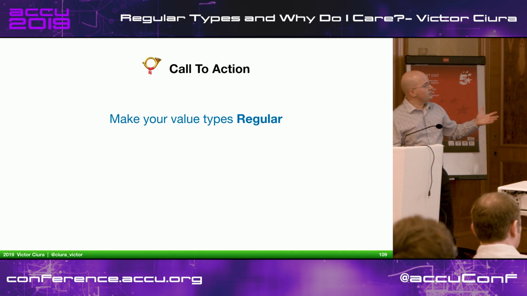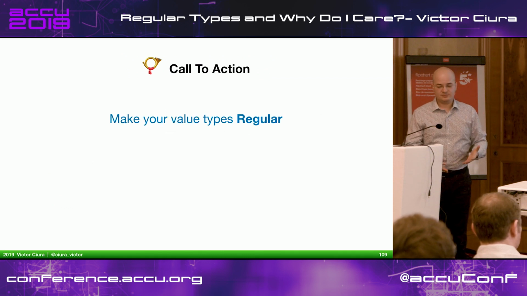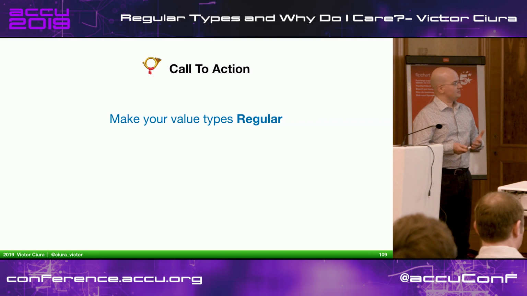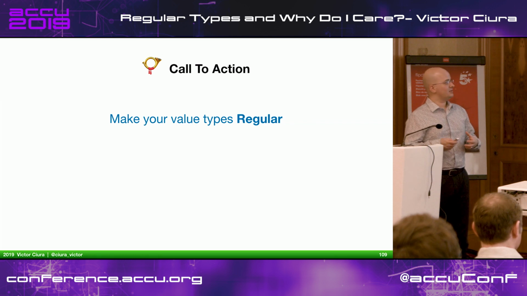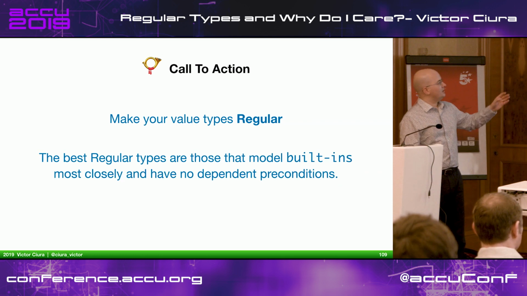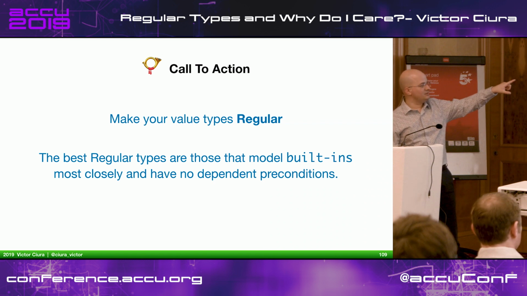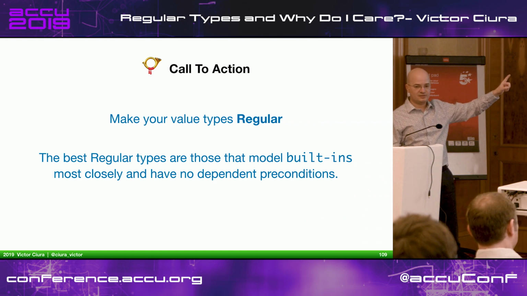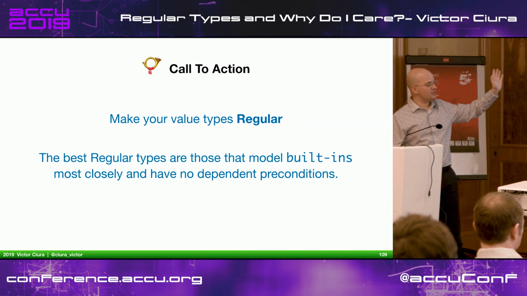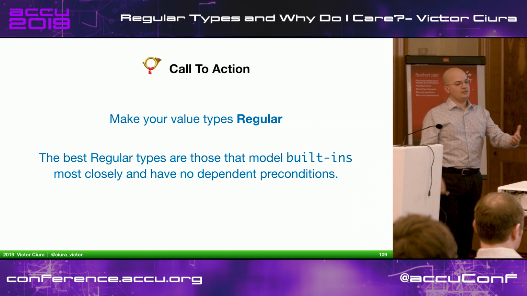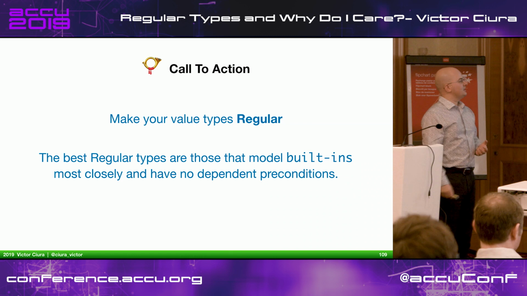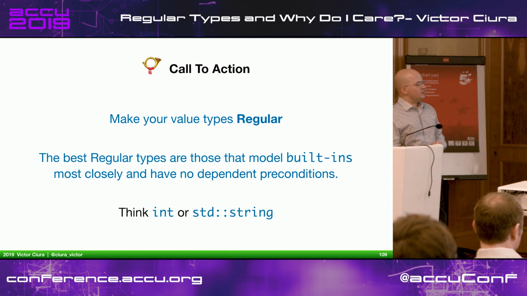So my call to action to you would be make your types regular. Always strive for that. And mentally think integers. If my types are like integers, I'm okay. The best regular types are those that model built-in more closely and have no dependent preconditions. So think dependent preconditions being string view or span. So don't behave like that. Try to strive for something that doesn't depend on its context, so I can analyze and predictably say what this assignment means. So like I said, think int or standard string.